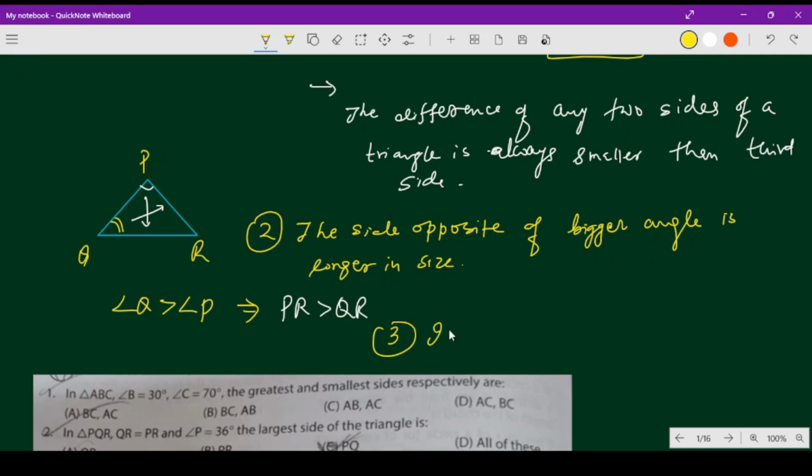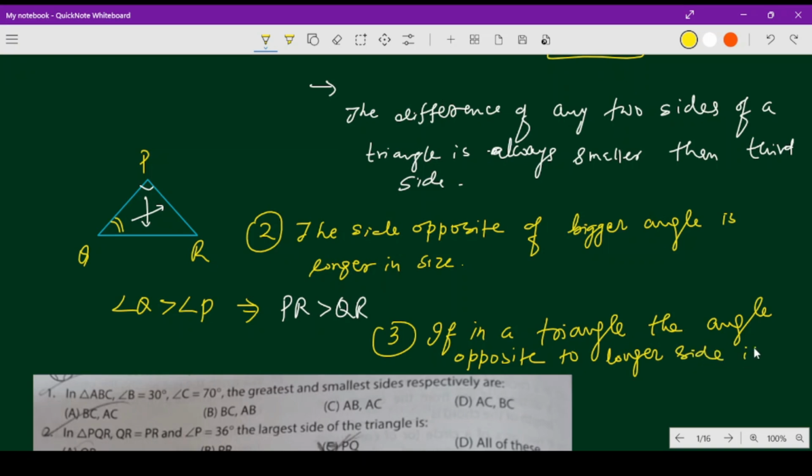If a side is longer, then the opposite angle will be bigger in value. So in a triangle, the angle opposite to longer sides is bigger in value, right?